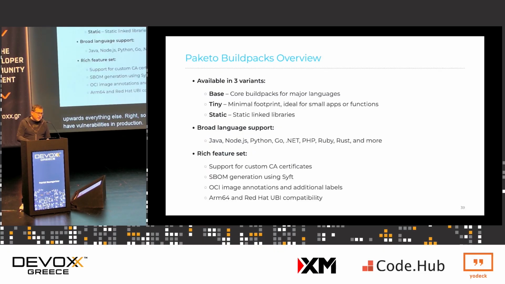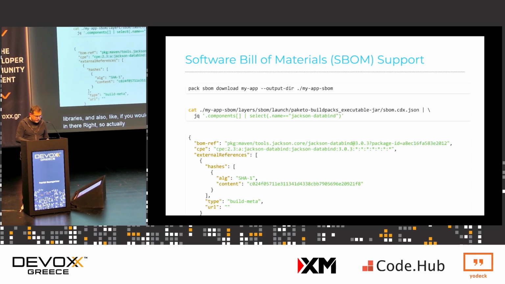So Paketo is actually awesome because it has the hugest ecosystem. They come in 3 flavors: base, tiny, and static. Base has quite a lot of tools in there, for example OpenSSL, C and C++ libraries and so on. The tiny one is usually made for a minimal footprint, so that, for example, you can only run Java in there. Static is for statically linked libraries, and also if you would run something like Tomcat or Nginx in there. So actually we have quite a huge feature set here.